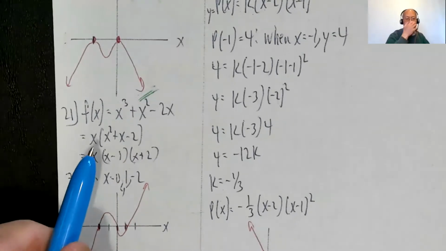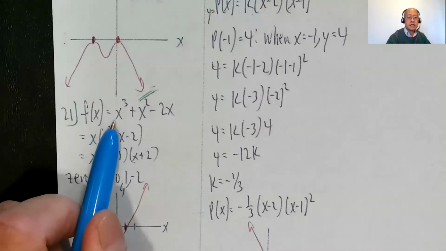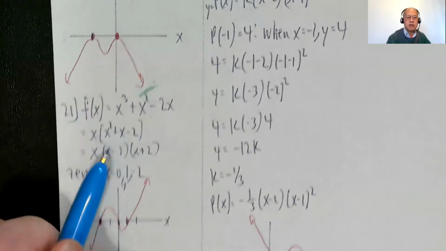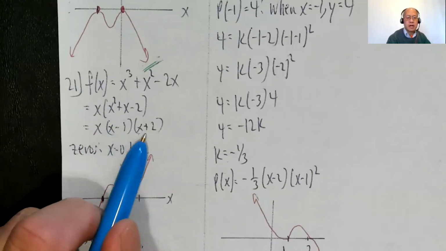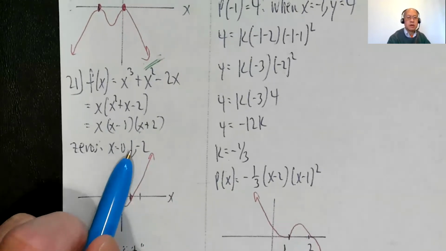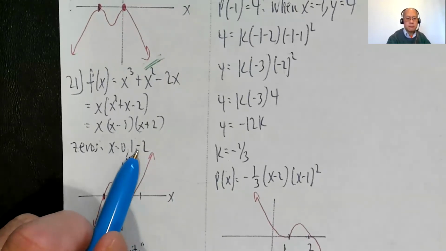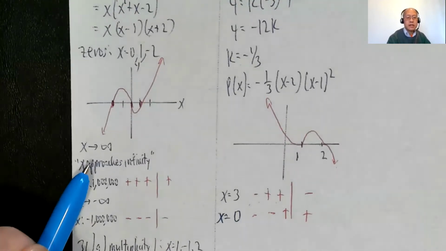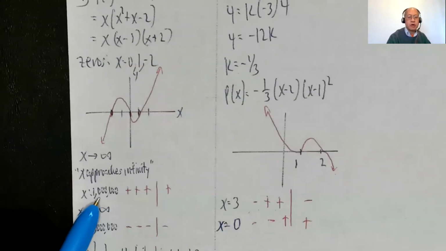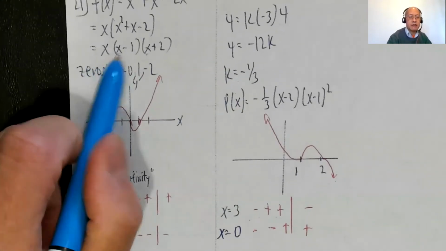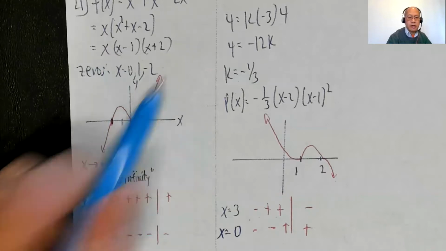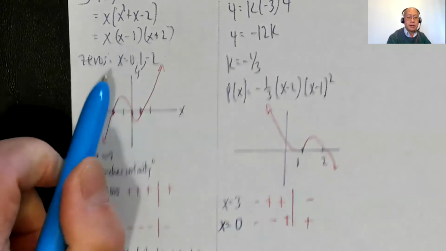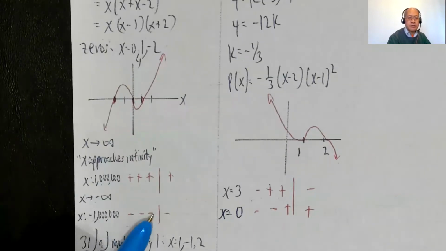Okay. 21, f of x equals x cubed plus x squared minus 2x. So factor out the x, squared plus x minus 2, factor some more, x times x minus 1, x plus 2. So the zeros are 0, 1, and negative 2. All right, so x approaches infinity, plug in a million, clearly positive, positive, positive, positive goes that way. When x approaches negative a million, negative, negative, negative, 3 negatives gives me a negative.